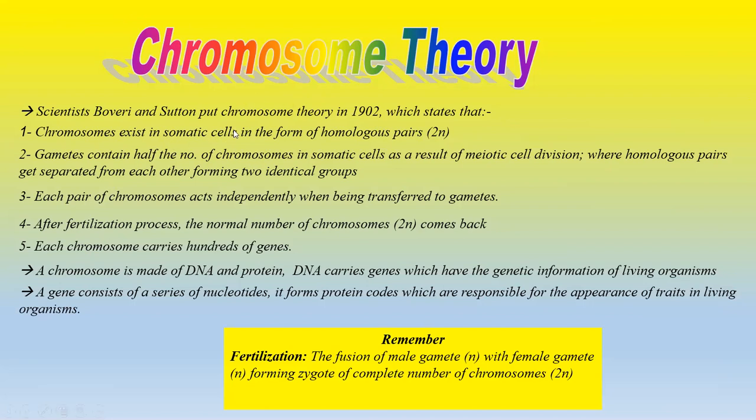Chromosomes exist in somatic cells in the form of homologous pairs 2n, while the gametes contain half the number of chromosomes in the somatic cells as a result of meiotic division, where homologous pairs get separated from each other forming two identical groups. يعني إيه meiotic division و mitotic division؟ السوماتيك سيلز دول نتجوا عن طريق الميتوتيك division، while the gametes نتجوا عن طريق meiotic division.